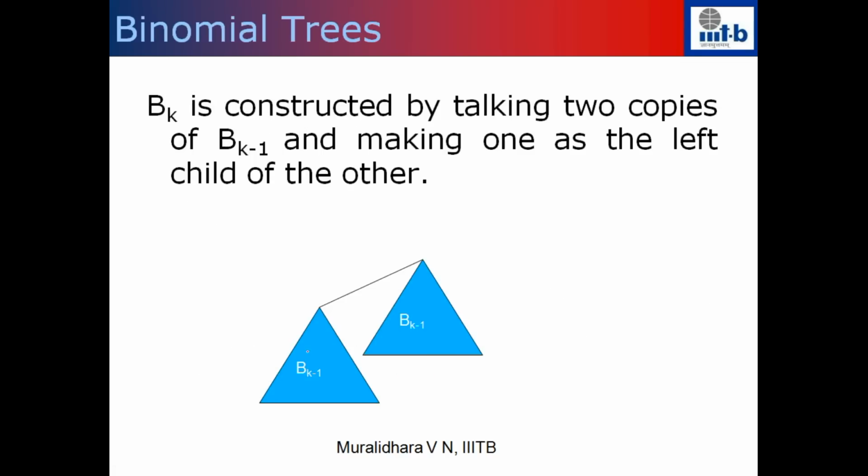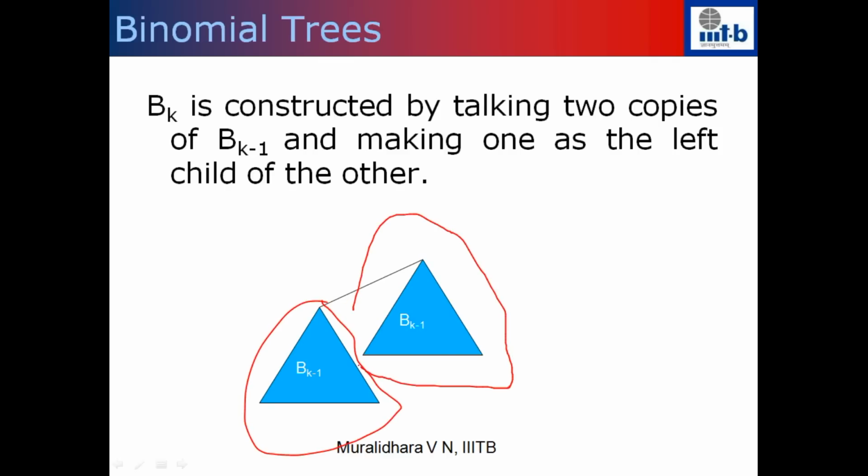So you take two copies of B of k minus 1, so this is a binomial tree of order k minus 1. You take another copy of the binomial tree of order k minus 1, and make one the left child of the other, right? So this has been made the left child of the other one, and this entire thing will be called B of k. Let's look at an example.